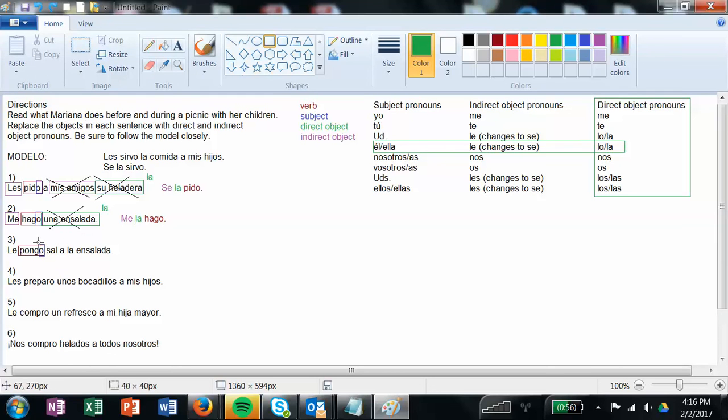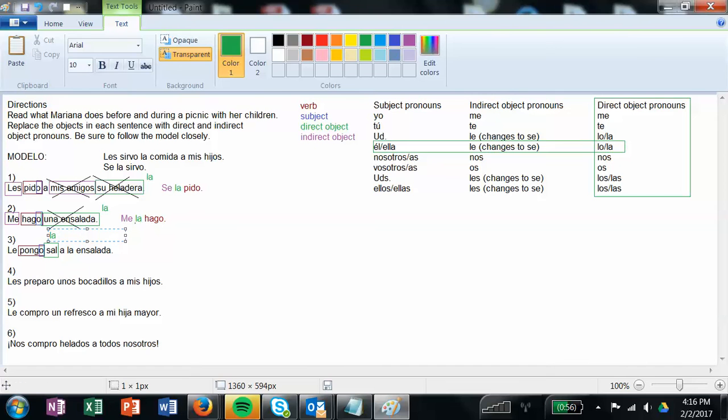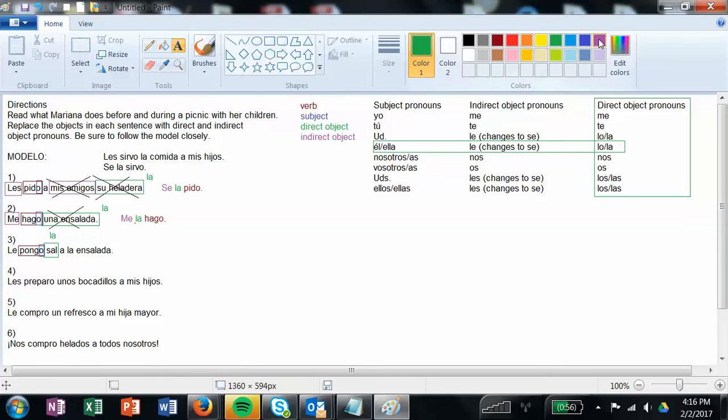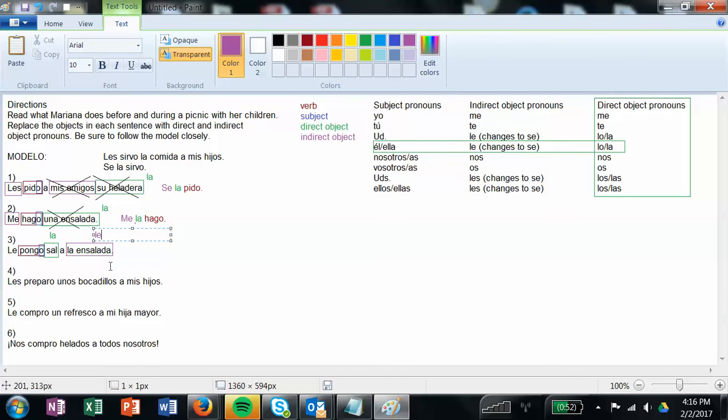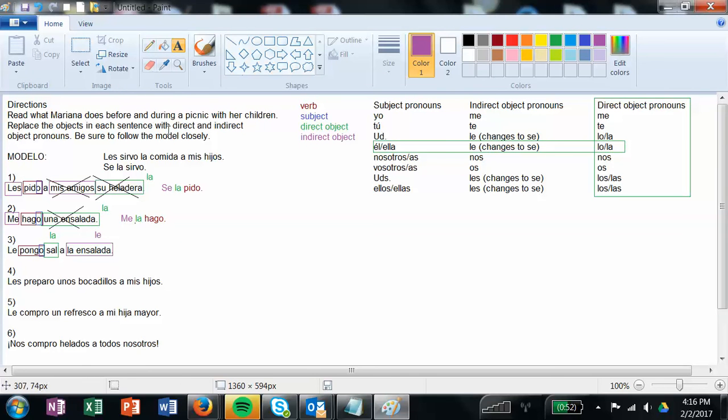Which would be "la." Okay. And on what do I put it? I put it on the salad, which would be your indirect, which is "le." Okay, so when I do this, the "le" has already been given to me. What I'm going to get rid of is my direct object. I'm going to get rid of my indirect object, and I'm going to say I put it on it, essentially.